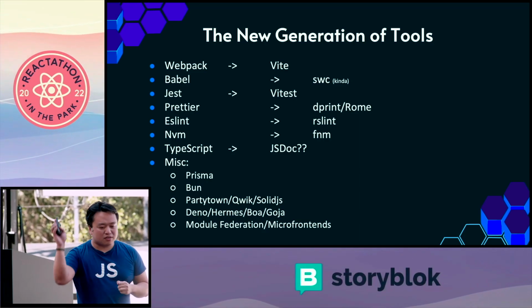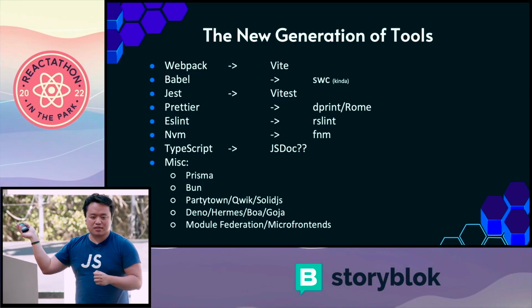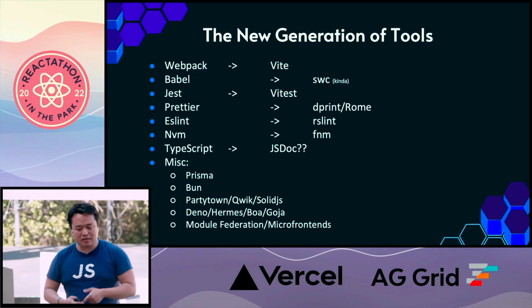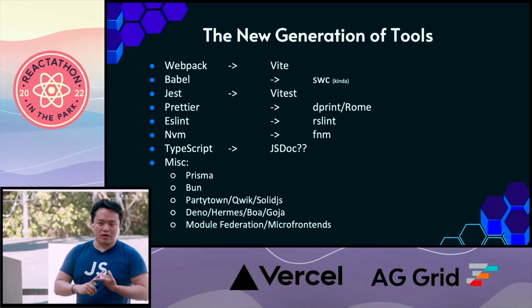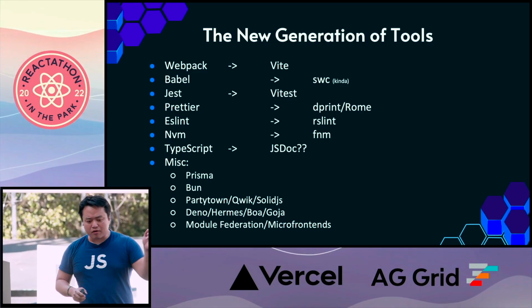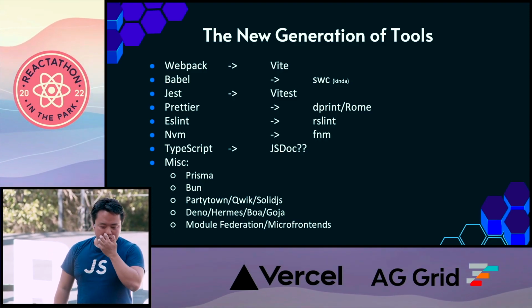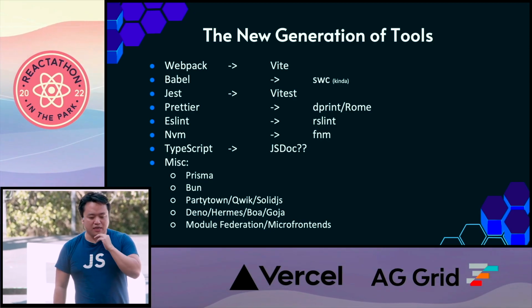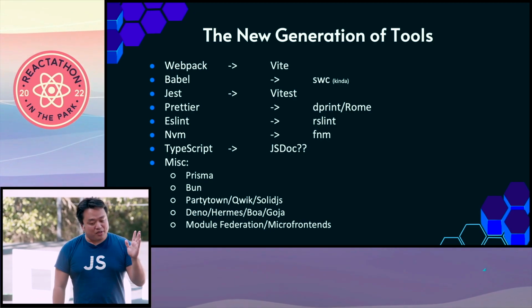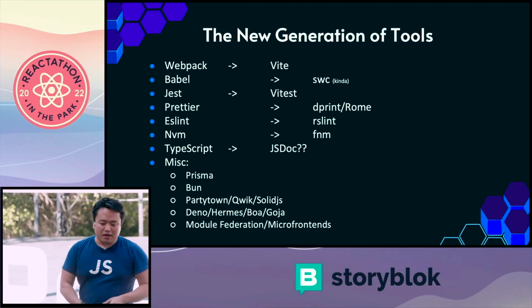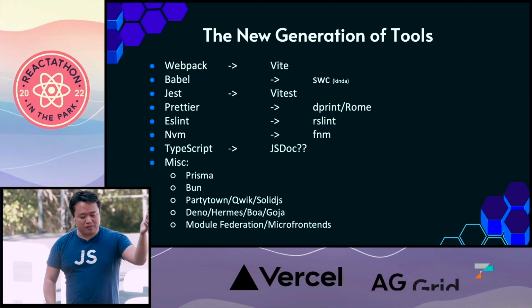But essentially, there's a whole turnover of the ecosystem based on the rise of ES modules natively and the underscore scripting shell thesis. Webpack to Vite, Babel to SWC, Jest to Vitest, Prettier to dprint or maybe Rome, ESLint to RSLint, NVM to FNM, TypeScript to maybe JSDoc. We'll talk a little bit about that. That's a little bit controversial, as well as a bunch of these other amazing projects here, some of which are sponsors.